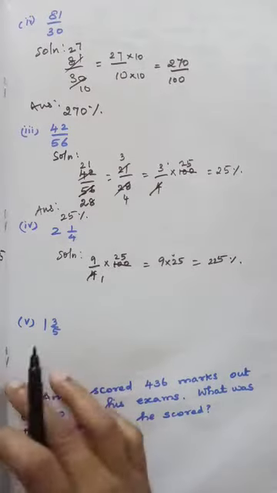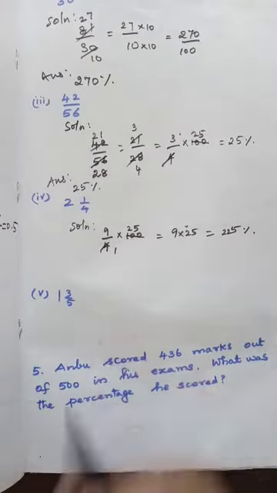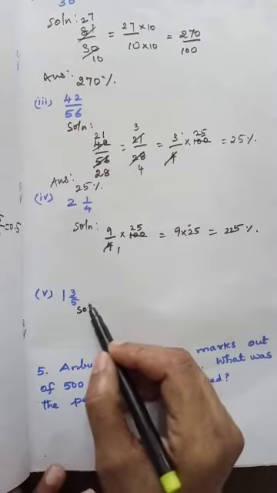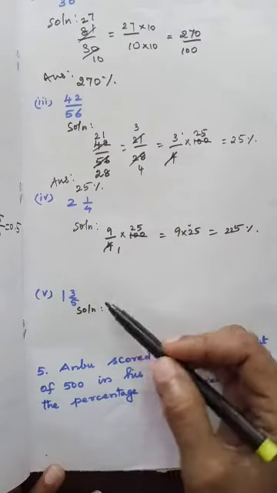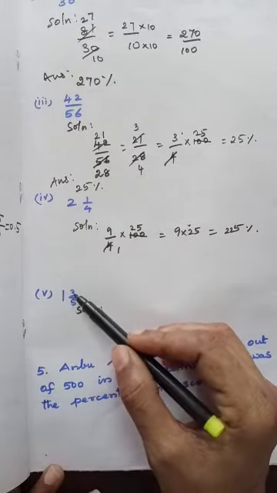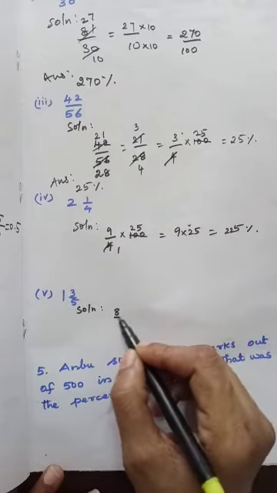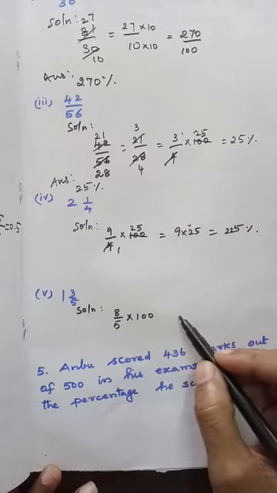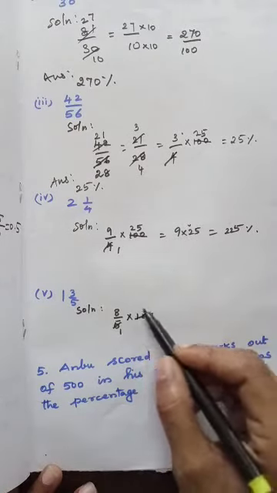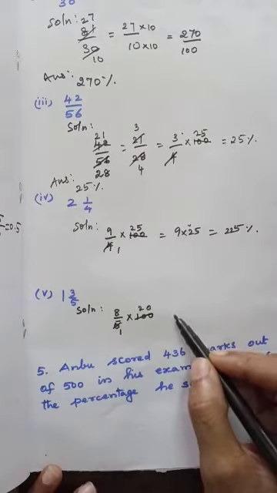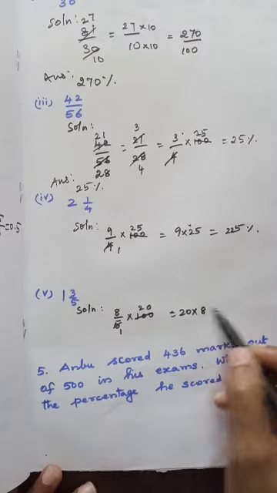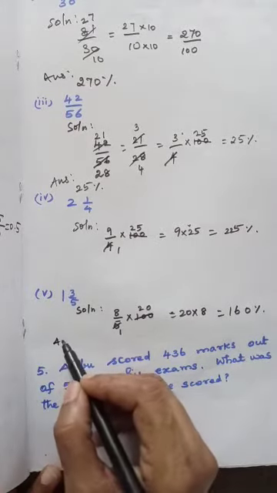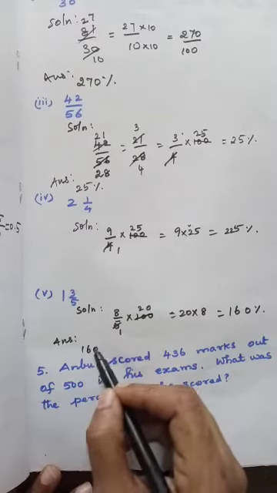Then we shall move to the fifth problem, that is 1 3 by 5. It is a mixed fraction. You change this to an improper fraction. 5 1s are 5. 5 plus 3, 8. So 8 by 5. Now you have to multiply this by 100 to make a percentage. So 5 1s are 5, 2 5s are 10, then 1 0. So 20 into 8, so 0, 8 2s are 16. So 160 percent. The answer is 160 percent.